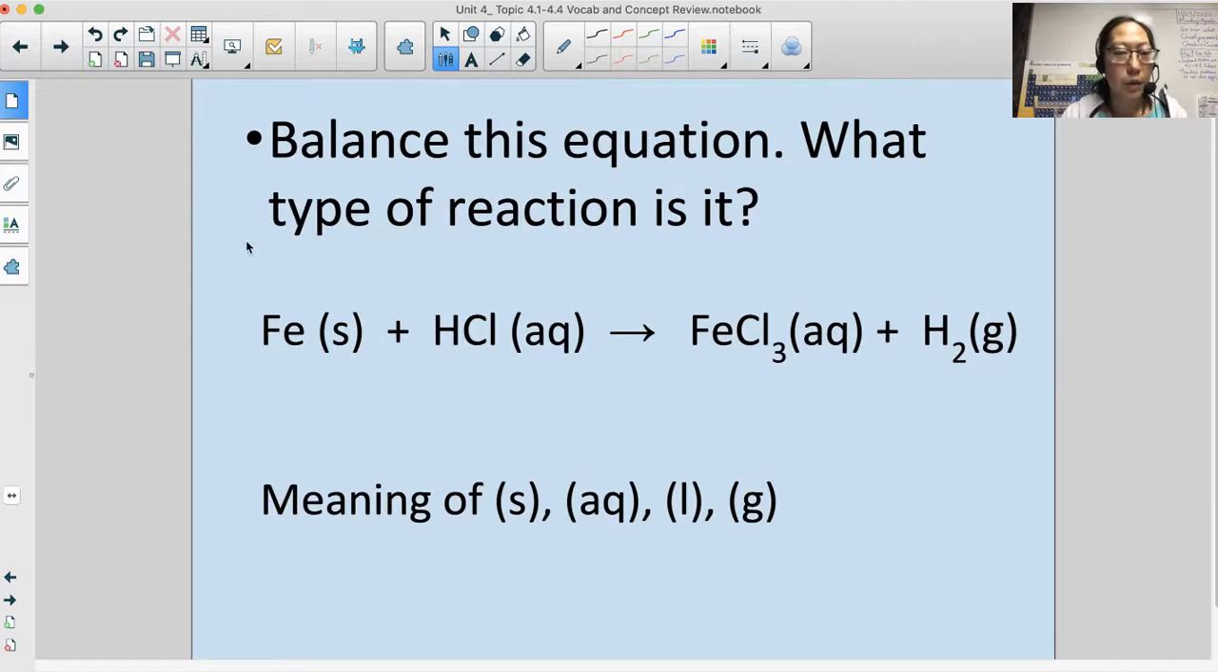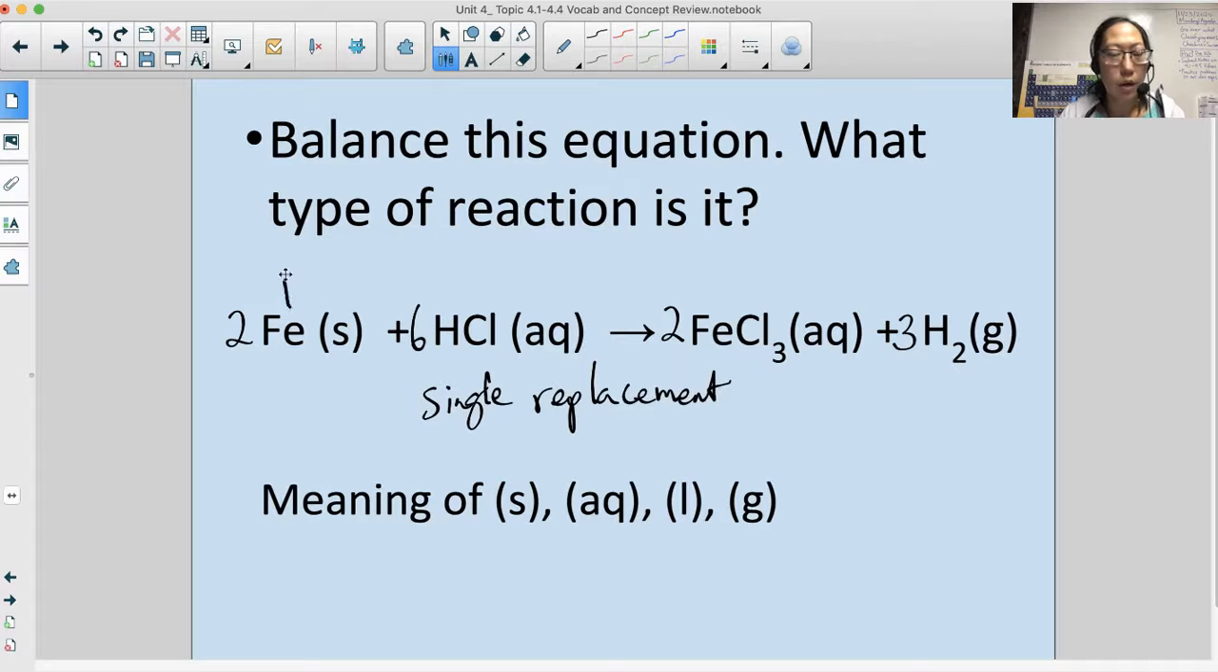All right, this balancing equation. Here we have HCl. Let's see if we can balance this up. I could put a 3 here, but I see that I have a 2 over here. So let me try instead putting a 2 here. Then I'll need 2 Fe's. I have 6 Cl's, so I want a 6 here and a 3 here. Okay, what type of reaction is this? This is a single replacement.